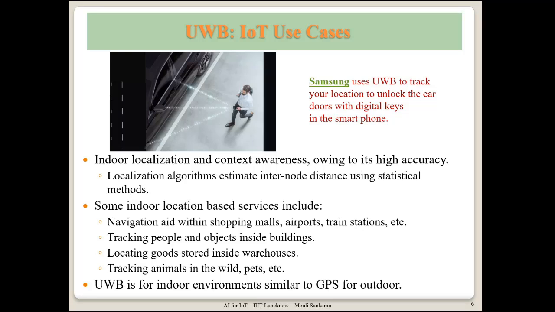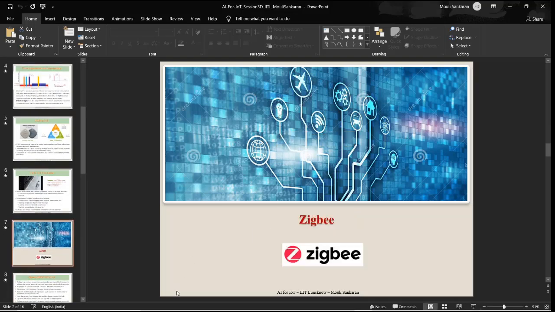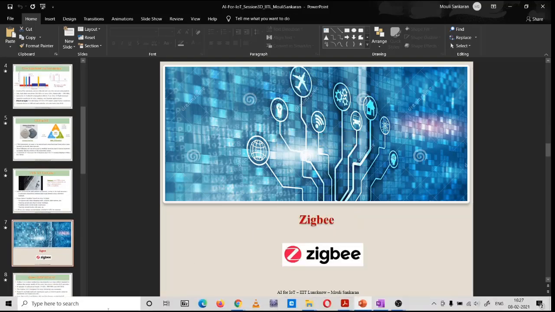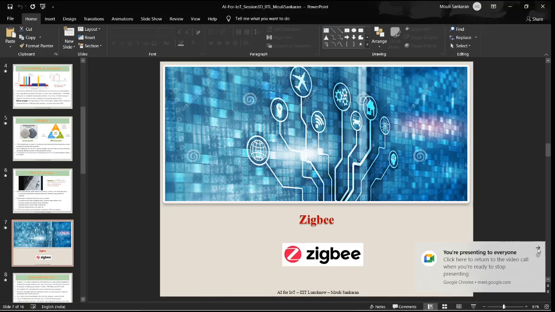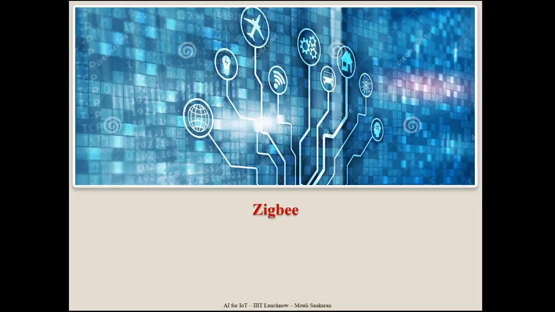UWB is a replacement for GPS. GPS for outdoor, UWB for indoor. It's similar functionality. So that ends UWB. Let me see, I have taken more time, so the other things I can finish fast. No questions? Fine. Now Zigbee.